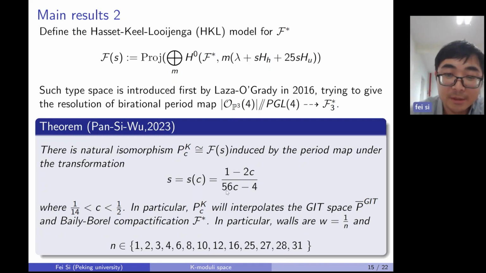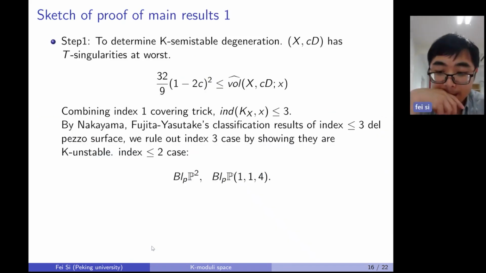So under this identification, you will see that the wall crossings for these HKL models are very regular, just some integers. Under this transformation, these integers look like this. Okay, let's give a sketch of the proofs of our main results.